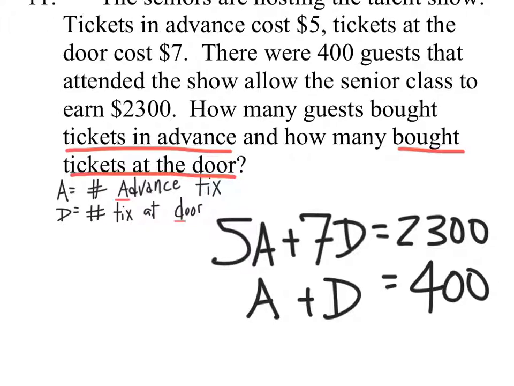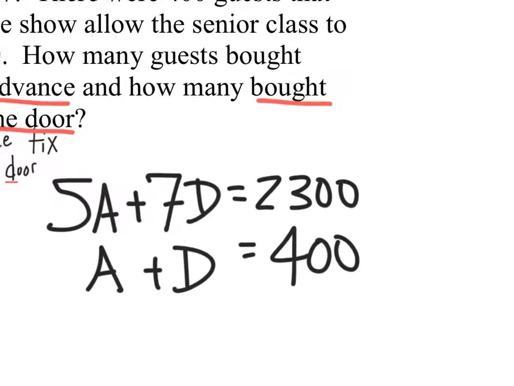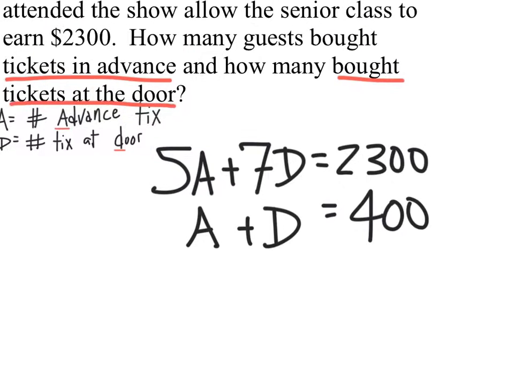So now what we're going to want to do is determine the value of tickets purchased at the door by eliminating the variable A for advanced tickets. We're going to be doing a little bit of elimination. So we need to think about how can we eliminate A? Well, we know that the coefficient's got to be the same, but the sign has got to be different. So we're going to be multiplying this bottom equation by -5.